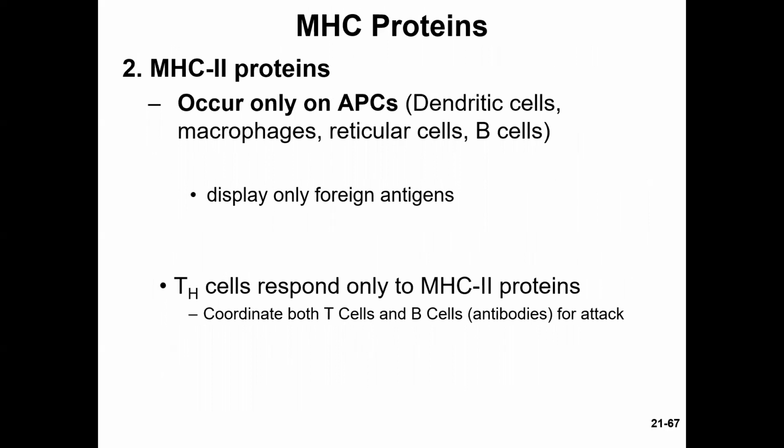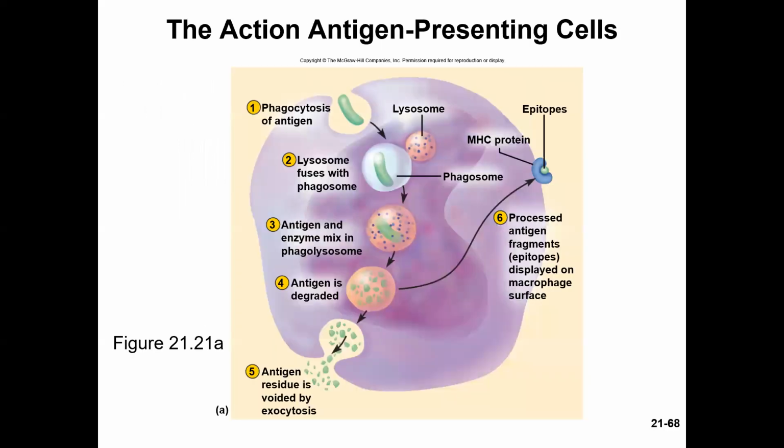MHC2 proteins occur only on APCs. These are dendritic cells, macrophages, reticular cells, and B cells. They display only foreign antigens. The TH cells respond only to MHC2 proteins. They coordinate both T cells and B cell antibodies for attack.